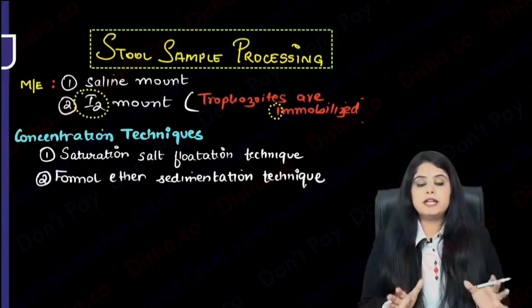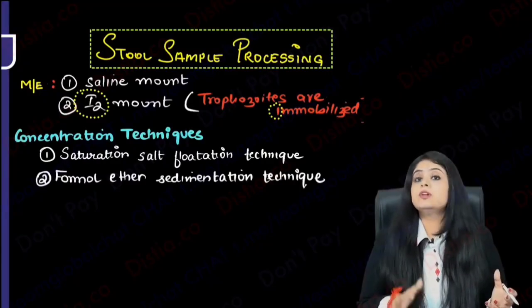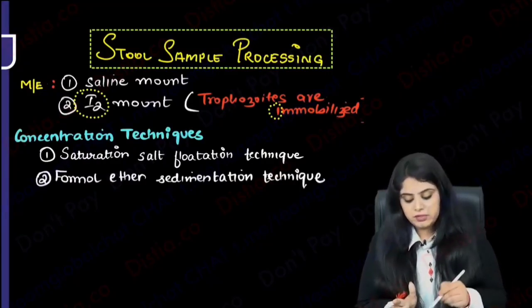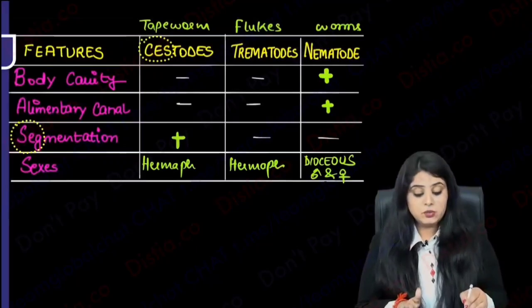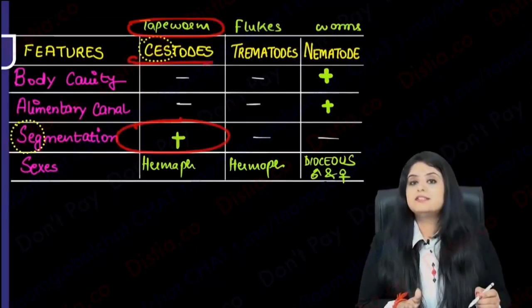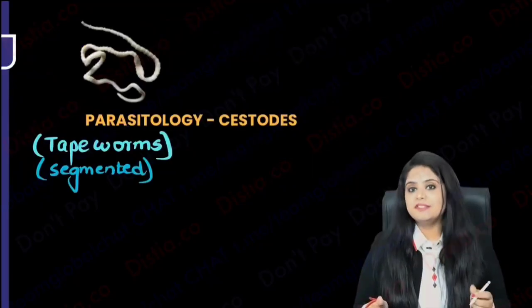Now I think we are ready to take on our journey towards the three types, and those are going to be the cestodes, the trematodes and the nematodes. So let's begin with what? The tapeworms, which are segmented. Those are the cestodes. So let's begin with the cestodes chapter.